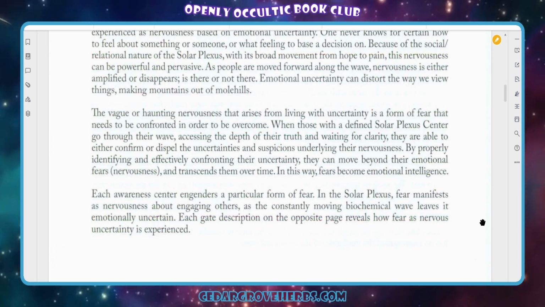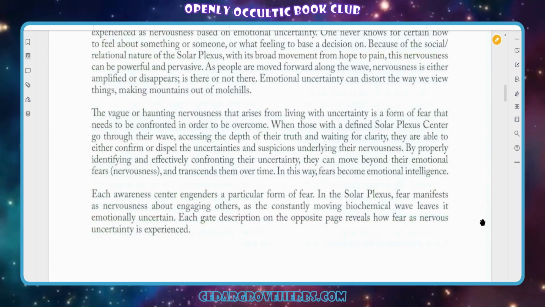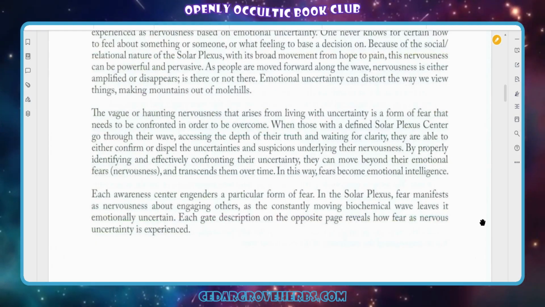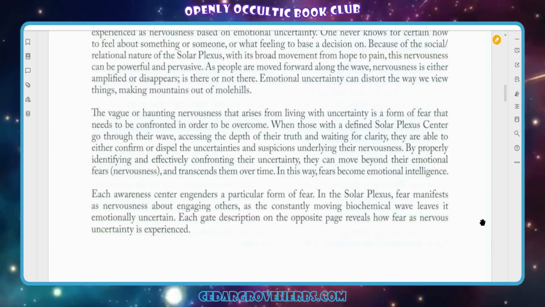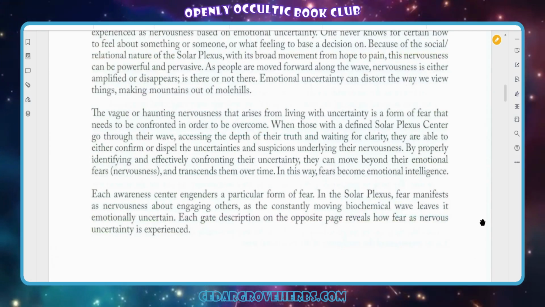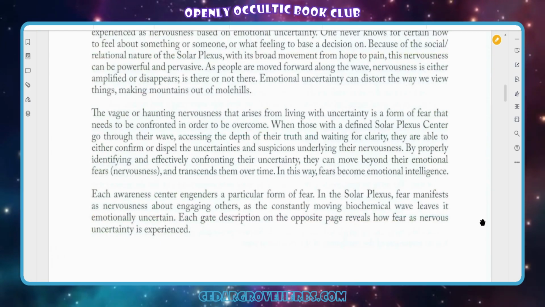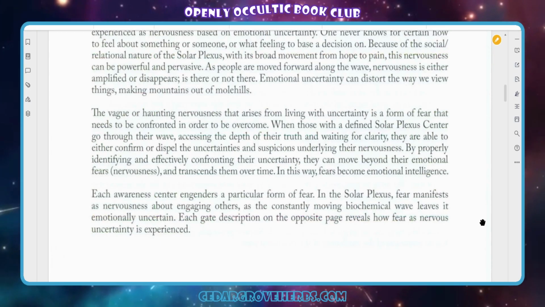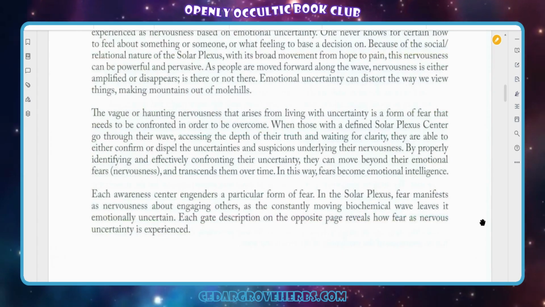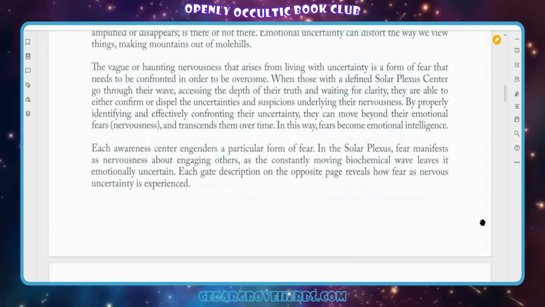When those with a defined solar plexus center go through their wave, accessing the depth of their truth and waiting for clarity, they're able to either confirm or dispel the uncertainties and suspicions underlying their nervousness. By properly identifying and effectively confronting their uncertainty, they can move beyond their emotional fears or nervousness and transcend them over time. In this way, fears become emotional intelligence. Each awareness center engenders a particular form of fear. In the solar plexus, fear manifests as nervousness about engaging others, as the constantly moving biochemical wave leaves it emotionally uncertain. Each gate description on the opposite page reveals how fear, as nervous uncertainty, is experienced.